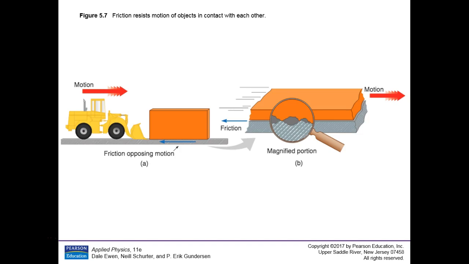So here's this, I don't know what my toys are anymore, front end loader, let's call it, okay? Pushing on this block here, okay? Now it's pushing with a force in this direction. That's what these strange looking arrows here are showing. However, this thing doesn't just slide.